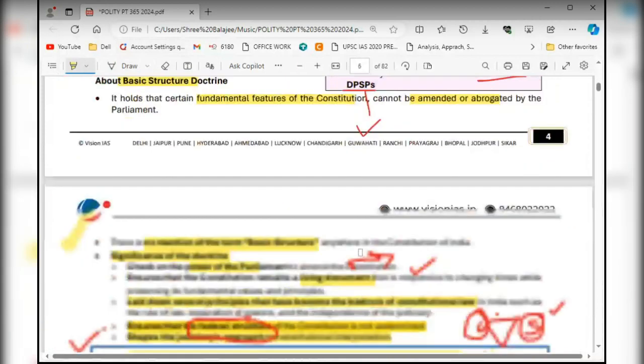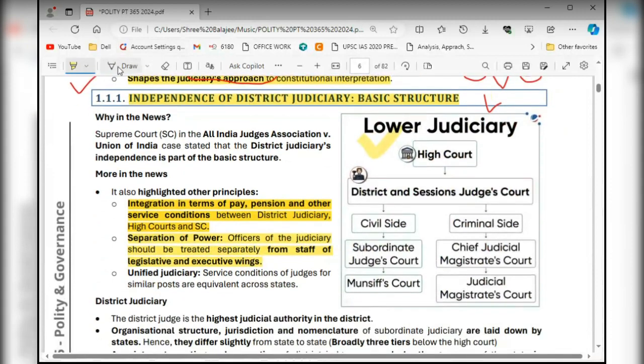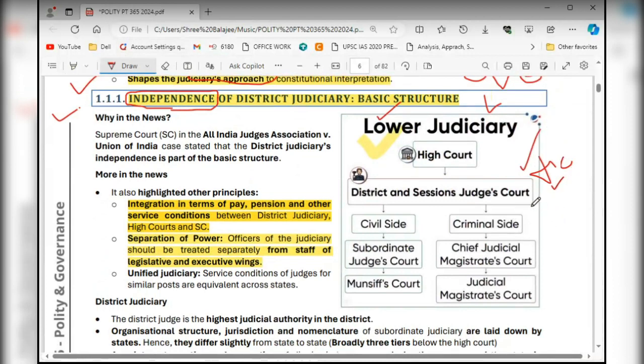So this was the first article. Now let us move to the subsection of the first article. It is about the basic structure again, but this time it is talking about independence. To act smoothly, the judiciary needs independence. Independence from what? Independence from the executive, independence from the legislature. Even High Court and Supreme Court judges have this kind of independence structure. For example, we know that their salaries are non-votable.